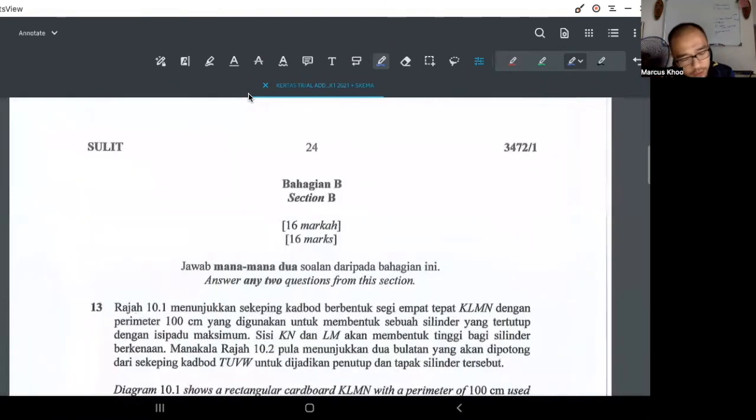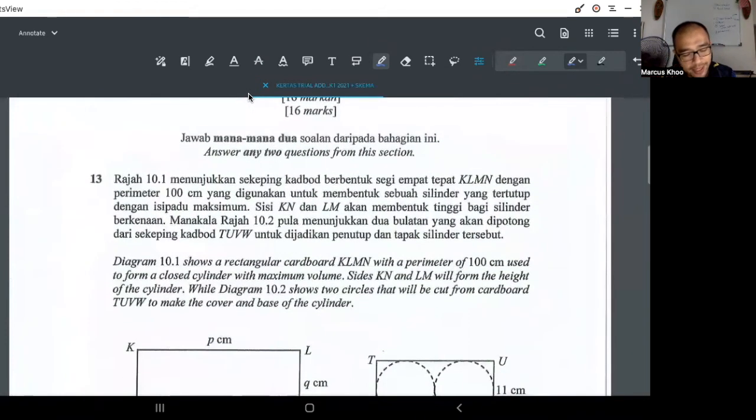Now we come to the question that inspired the reason why we're discussing this MRSM paper, which is this diagram 10.1 question. How do you answer this question? It's a very tricky question, but it can be done.